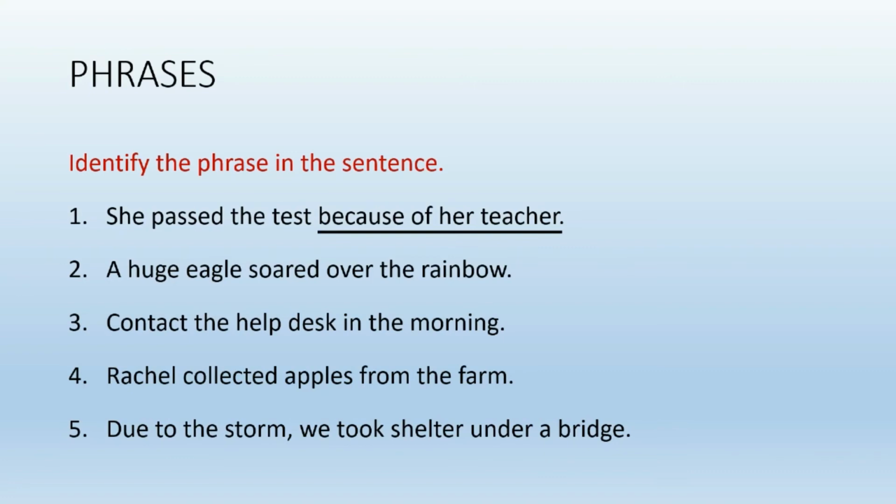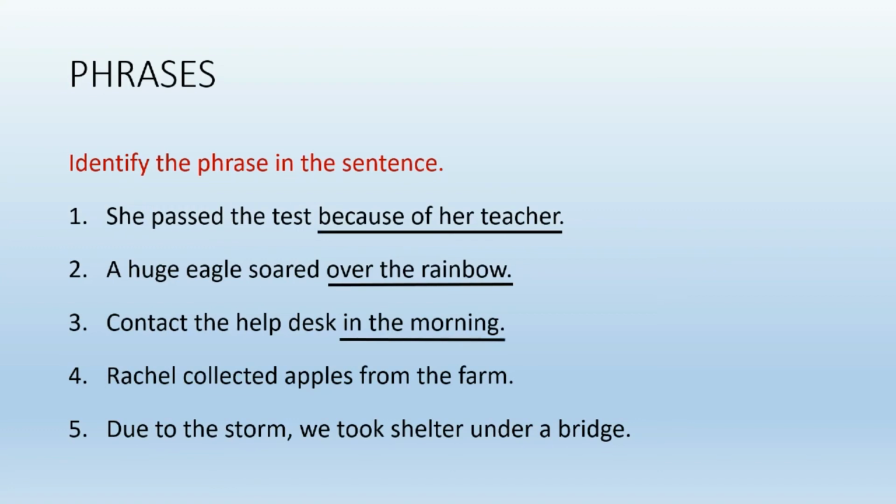A huge eagle soared over the rainbow. Here in the first part of the sentence there is already a huge eagle, the subject, and the verb. So what is the phrase over there? Over the rainbow. Contact the help desk in the morning. So here already we can find the verb. I already told you a phrase might not have a verb. So any guesses what is the phrase in this sentence? In the morning.